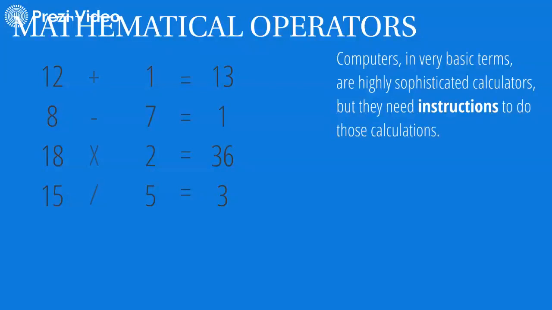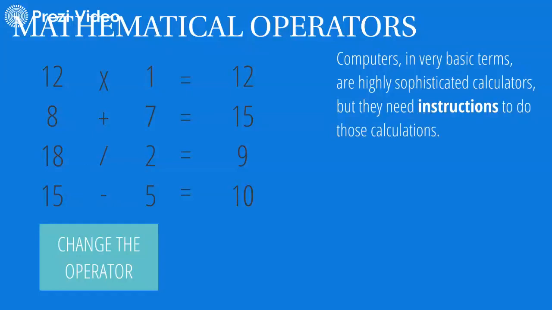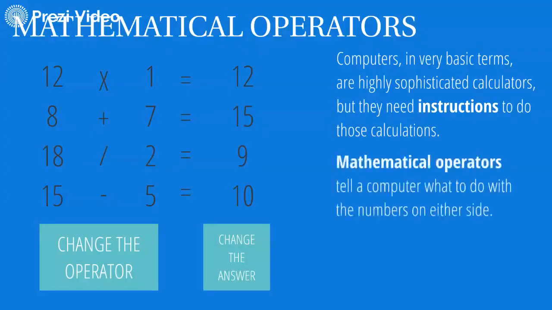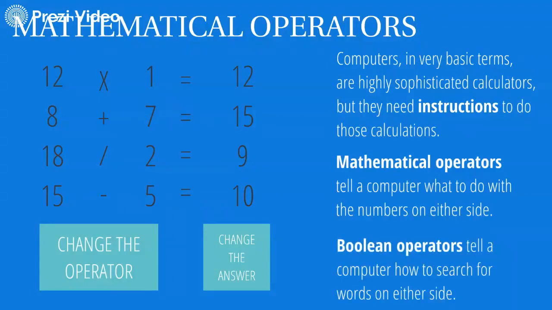However, you do need to keep in mind that when some things change, the answers will change. So if you change the operator, you change the answer. So again, mathematical operators tell a computer what to do with the numbers on either side. And that's important to remember because Boolean operators work the same way except with words. Boolean operators tell a computer how to search for the words that are on either side.